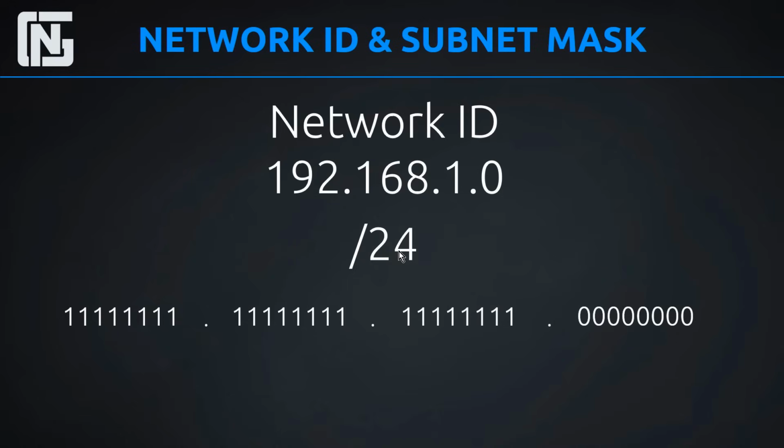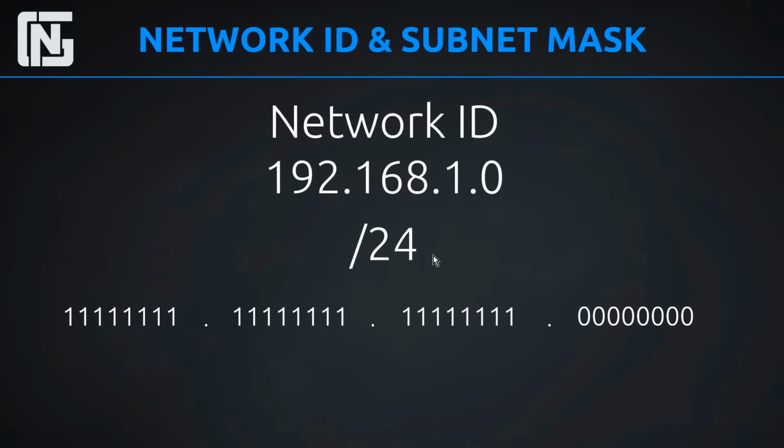24 binary digits. So our subnet mask is something that's written in addition to our network ID or our IP address, right? So you've heard this before. It's 192.168.1.5 with a subnet mask of 255.255.255.0, right? So that is what we're referring to here.